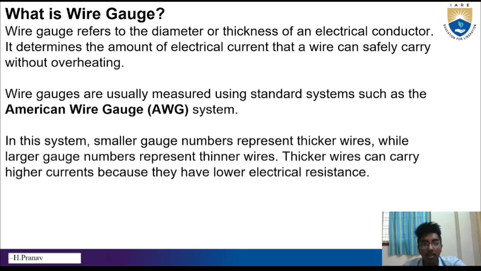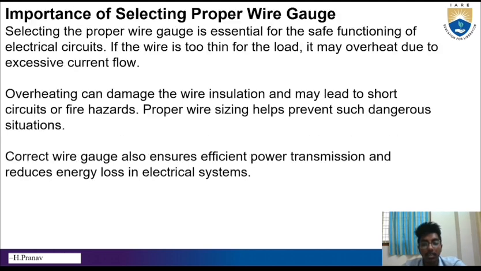So, coming to this, what is wire gauge? Wire gauge refers to the diameter or thickness of an electrical conductor. It determines the amount of electric current that a wire can safely carry without overheating. Wire gauges are usually measured using standard systems such as American Wire Gauge, which is also known as the AWG system. In this system, smaller gauge numbers represent thicker wires, while larger gauge numbers represent thinner wires. Thicker wires can carry higher currents because they have lower electrical resistance.